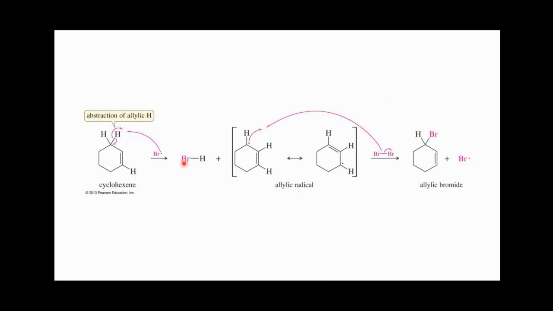Here's the actual mechanism. With light, the bromine radical takes a hydrogen, leaving behind a single radical on the intermediate. This is where you determine if it's stable or not, because radicals are more stable when it's tertiary. Then it grabs a bromine from Br2 to make the final product.